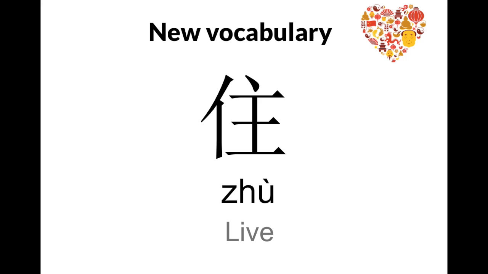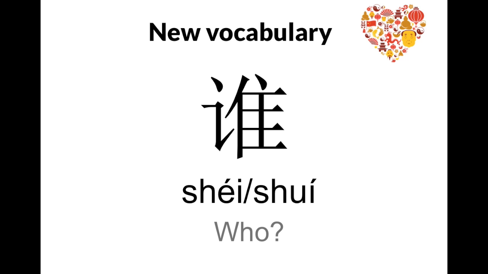And another good question to ask any Chinese people you meet is where they live. And to be able to do that, you need 住, fourth tone, to live. And the word for who in Chinese can be pronounced in two ways, either 谁 or 谁. Both are okay, but it's important to know that both can be used in order to not be confused when they're interchanged in a sentence. So 谁 or 谁, who.